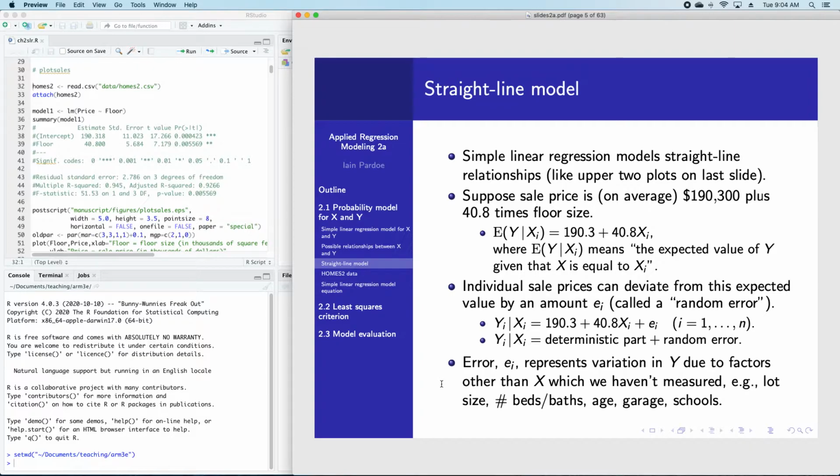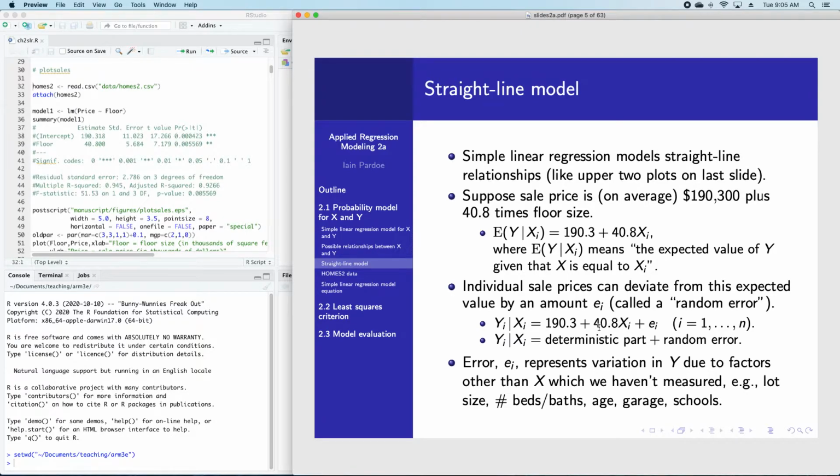So things like the lot size, or the number of bedrooms and bathrooms, or the age of the house, how many cars you can fit in the garage, whether or not the house is close to schools. All these other factors that we're not including in this model get bundled up into the random error and make the house more or less expensive than what we expect given its floor size.